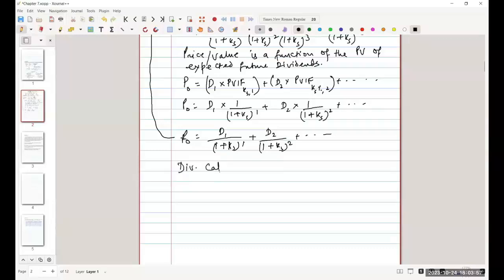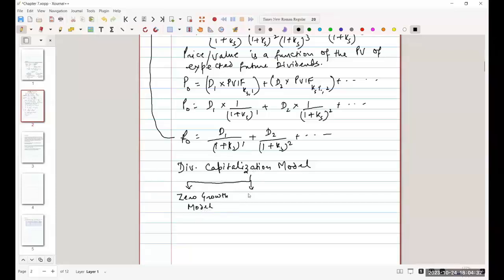Dividend capitalization model can be looked at from three standpoints. One of them, the starting one, is a very simplistic one, where we will assume that dividends remain constant throughout time. They don't grow, a zero growth model, right? Questionable, but a good starting point anyway.